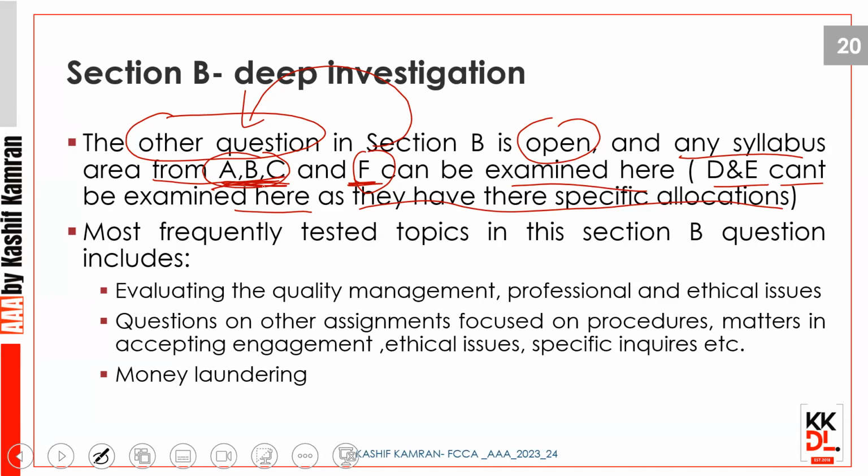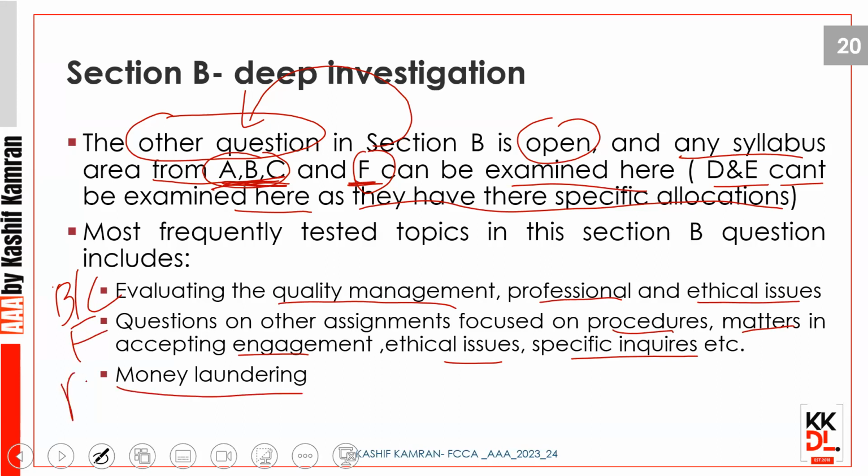Most frequently tested topics in this Section B question include evaluating quality management, and professional and ethical matters. So that's from syllabus areas B and C. Questions on other assignments focused on procedures, matters in accepting engagement, ethical issues and specific inquiries. So that's from syllabus area F, and money laundering, that's from syllabus area A. So I have given you examples from A, F, B, C, which have been tested in recent past papers.